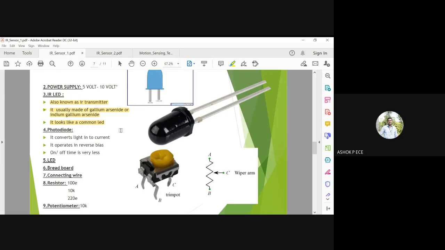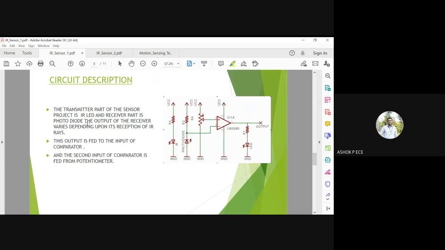Okay. Then you have a photodiode. A photodiode is going to convert light into current. The LEDs operate in forward bias, photodiodes operate in reverse bias. The on-off time is very less, so it can detect the receiving signal very quickly. So then you have all these set up in a single port.